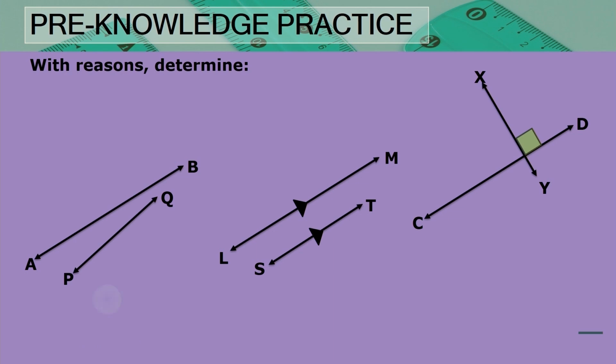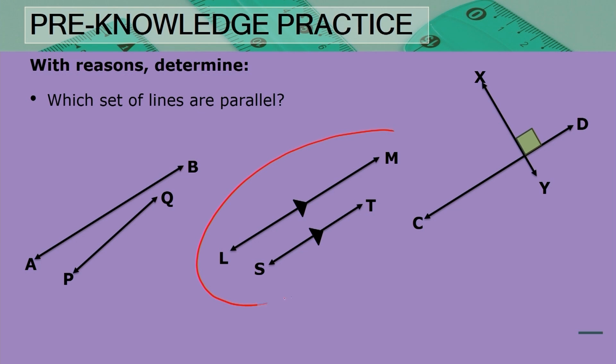So it says there, with reasons, determine which set of lines are parallel. So remember what parallel means. It means that the lines will not meet. The lines are inclined in the same way. And of course, there is a symbol in mathematics that we use to show parallel lines. So which lines here are parallel?